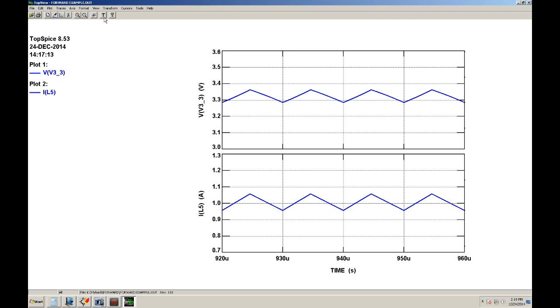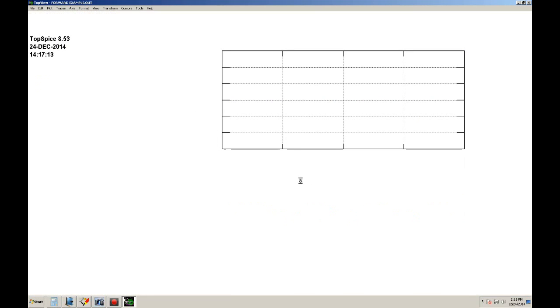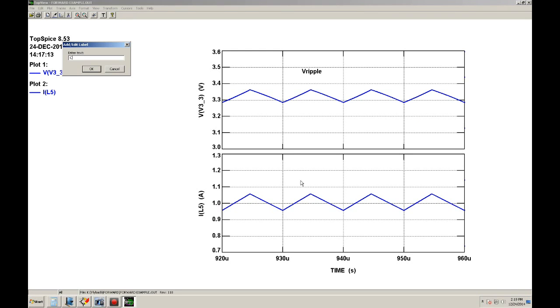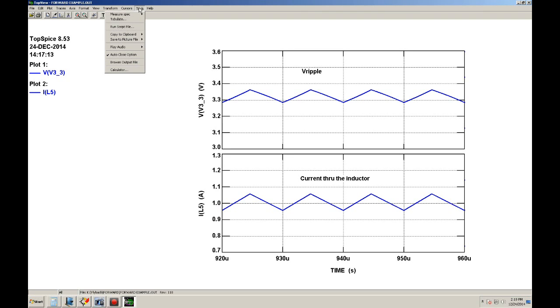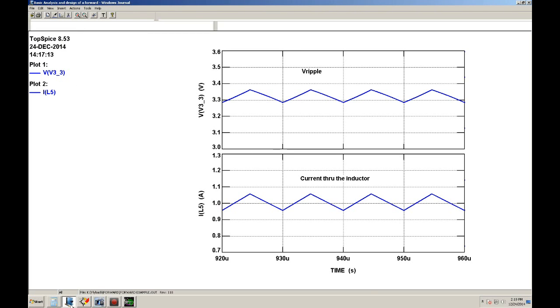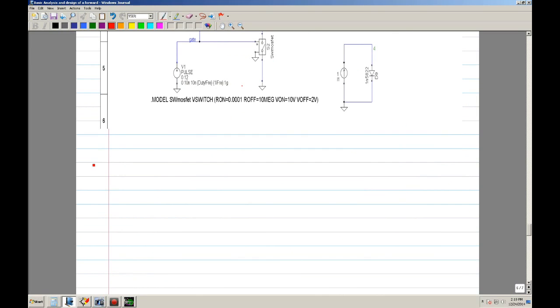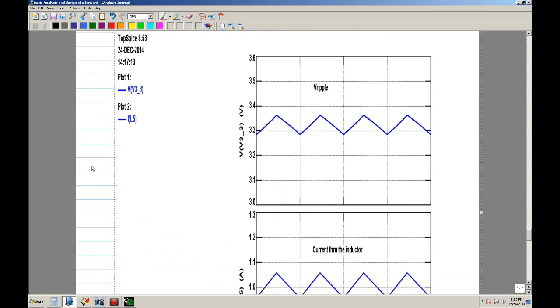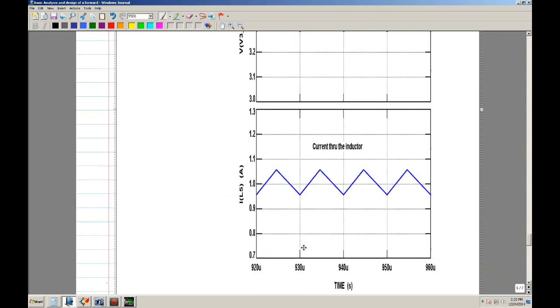So this is the ripple, V ripple. And this is the current through the inductor. Okay, I can go ahead and then copy that. And there you go. So basically we designed that.